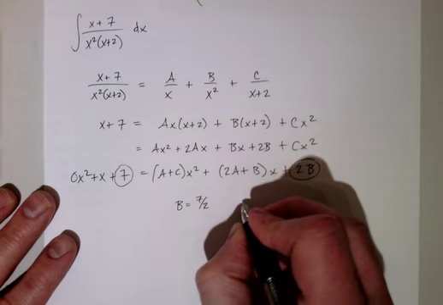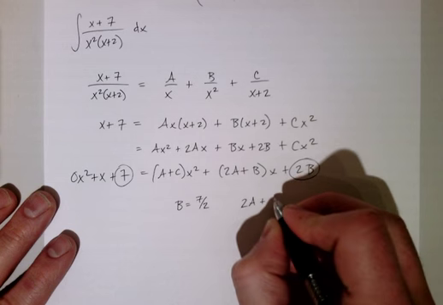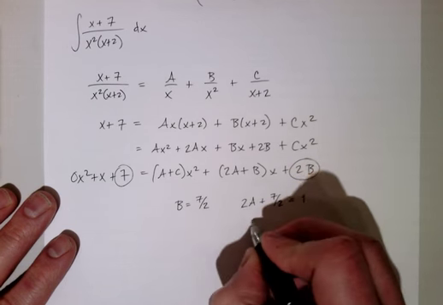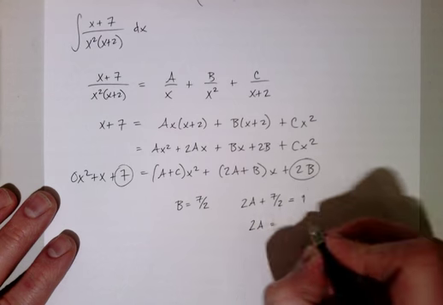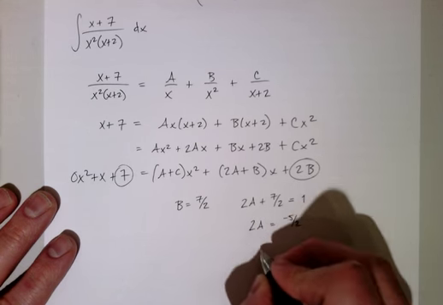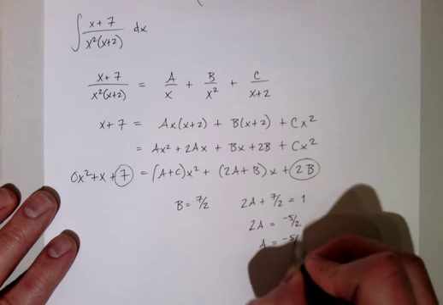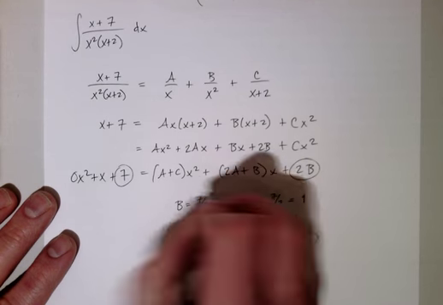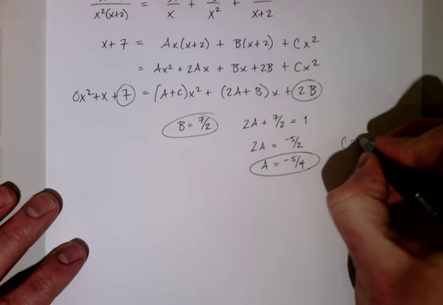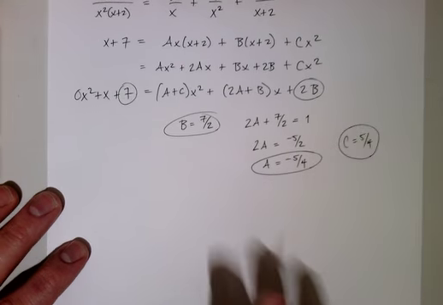Well, if b is equal to 7 halves, then 2a plus b is equal to 1, and therefore 2a is equal to, well, let's go ahead and subtract that. That becomes negative 5 halves. So a is equal to negative 5 fourths. And then if a is negative 5 fourths, then c is positive 5 fourths.